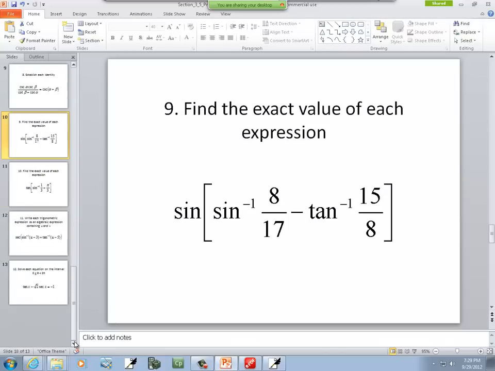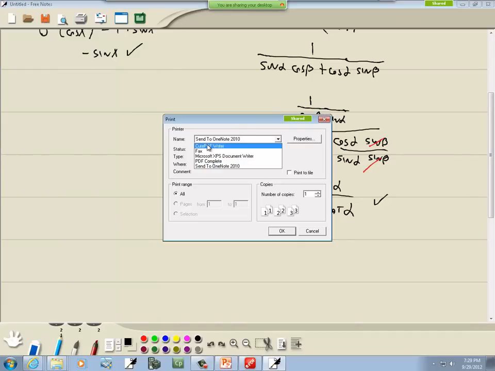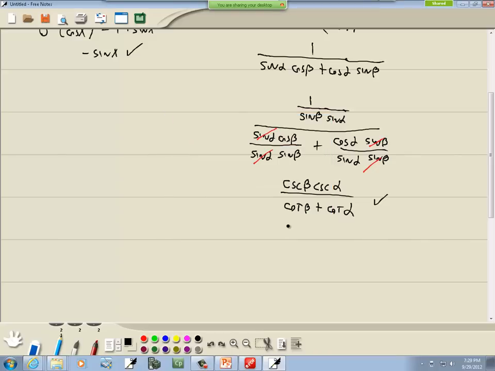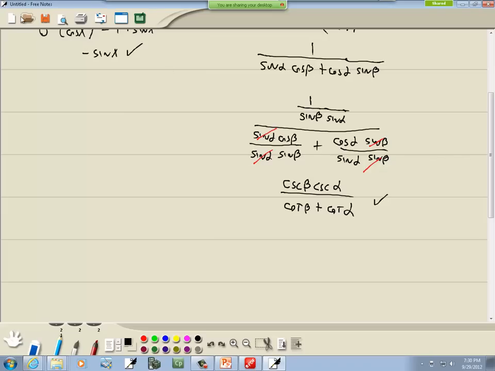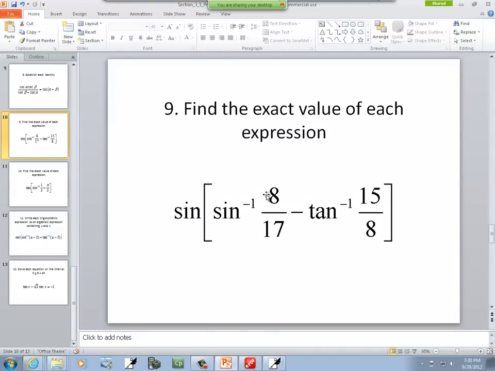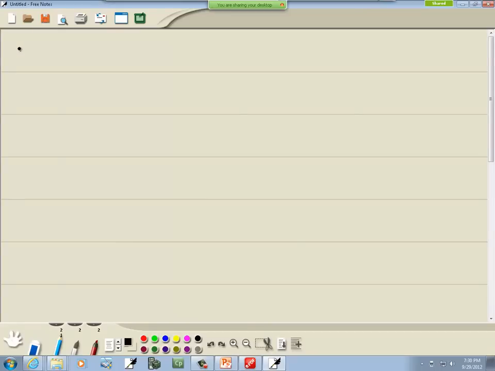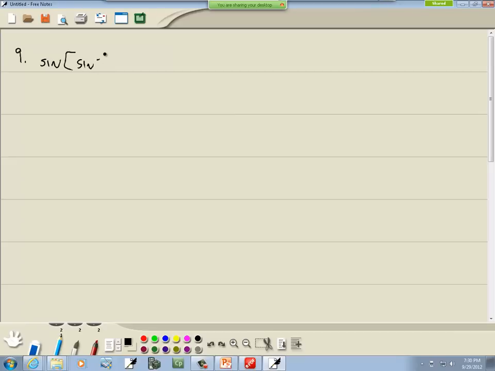Let's take a look at our next problem. I'm going to save this and start it on a new page. Number 9. Okay, we got sine of inverse sine of 8/17 minus inverse tangent of 15/8.